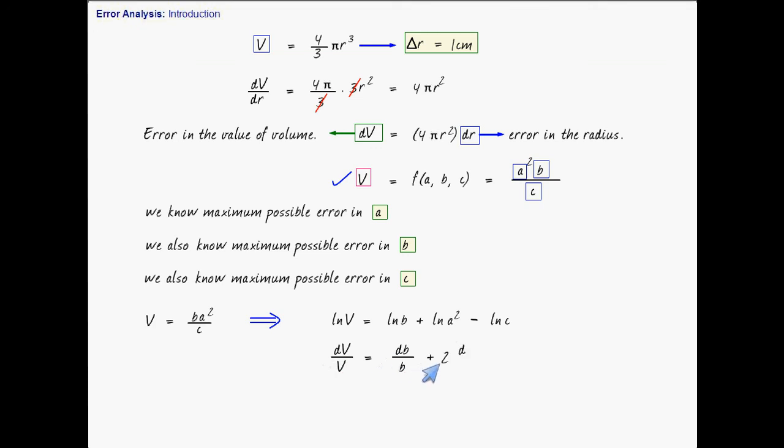Now friends, this minus should be replaced by plus. There is no calculation error. I am deliberately replacing this negative by positive because actually I want to calculate the maximum possible error.